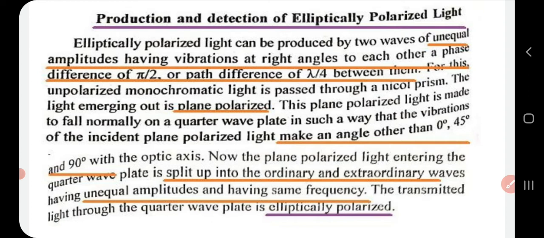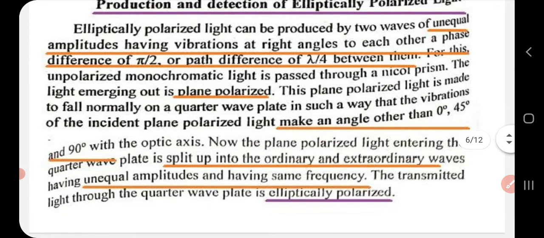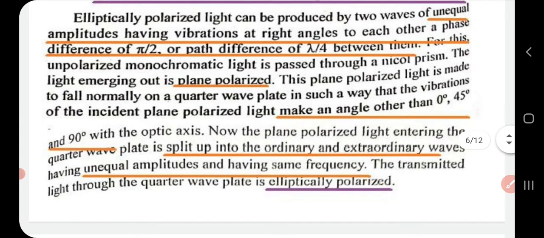This elliptically polarized light can be produced by two waves of unequal amplitude having vibrations at right angles to each other, that is, producing a phase difference of pi by 2 or path difference of lambda by 4. For this, first you pass an unpolarized monochromatic light through a Nicol prism. We have already seen that the emergent light will be plane polarized.